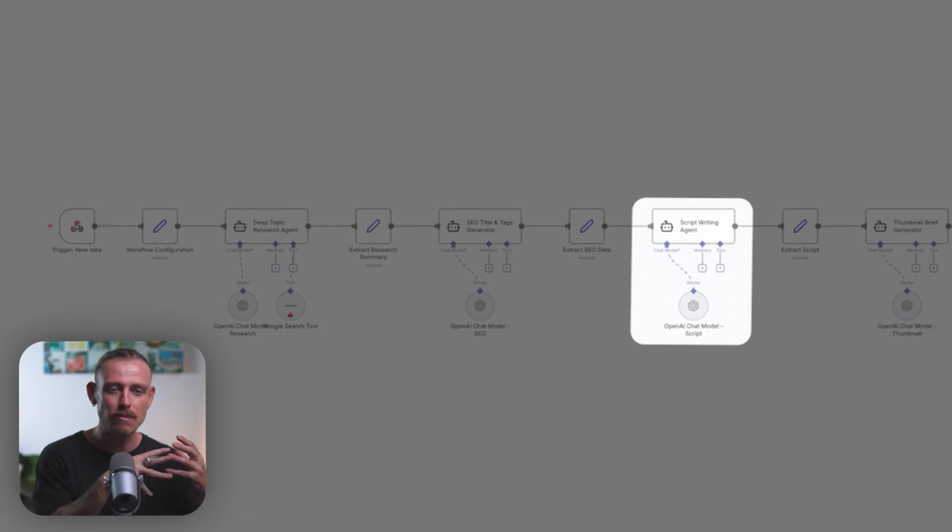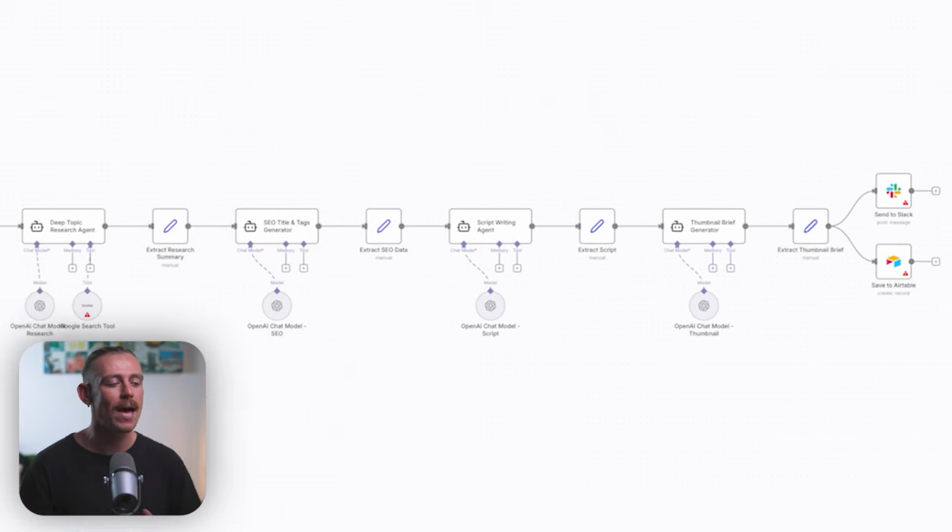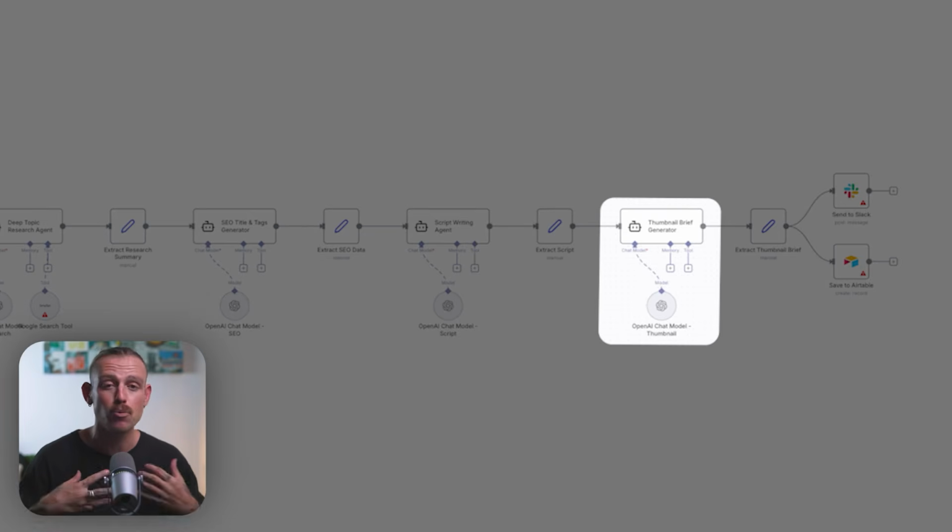So this will send that same topic, research summary, tags, etc., all the details it needs, and it starts to build out a structured video script following our template. Hook, intro, content, CTA. From there, we then also have a thumbnail generation, a brief of a thumbnail that is then sent to our design team.